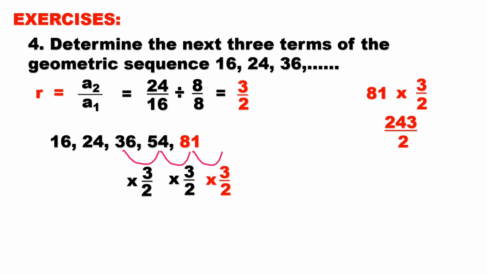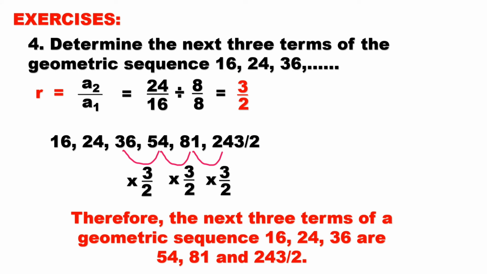To get another next term, 81 will be multiplied by 3 halves. 81 times 3 is 243 over 2. So the next term is 243 over 2. Therefore, the next 3 terms for the geometric sequence 16, 24, 36 are 54, 81, and 243 over 2.